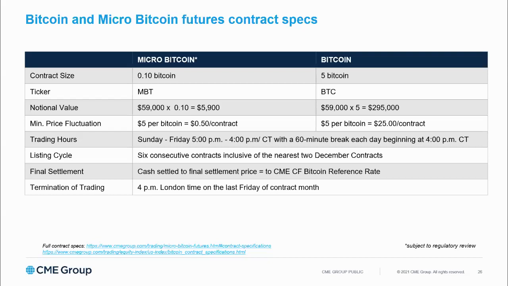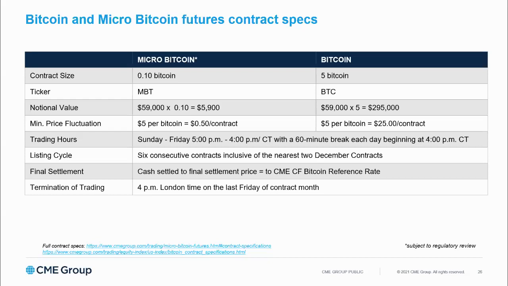And the trading hours are the same as all of our other products. The trading hours on micro Bitcoin will start Sunday night at 5 p.m. Central Time, and it will go until Friday at 4 p.m. Central Time. So these contracts don't trade over the weekend. They trade like all of our other futures contracts, Sunday to Friday. And these micro Bitcoin contracts will be monthly contracts, and they will be listed for 6 consecutive months, including the nearest 2 Decembers.